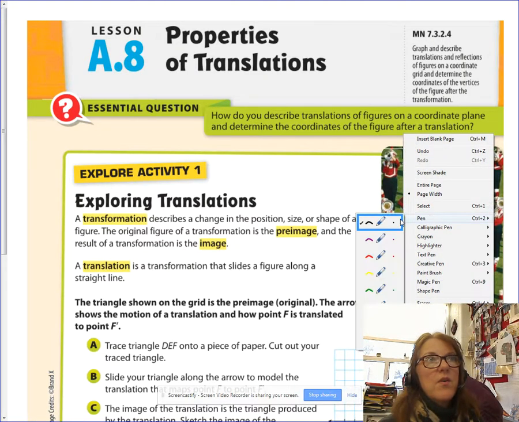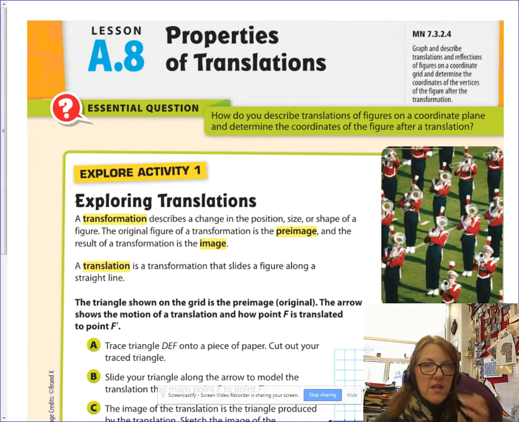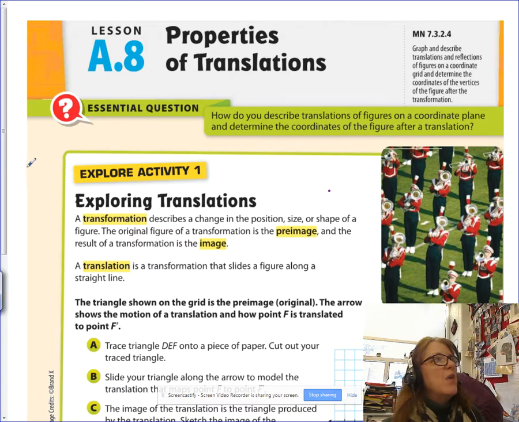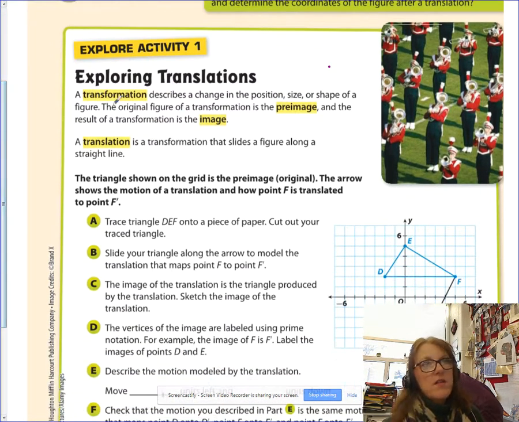Alrighty, here we go. I want you to take out your packet that had these two appendix lessons, both A8 and A9, that go together. A8 is this one that said properties of translations. We had talked through a lot of this first front matter, and then I assigned you this last page.